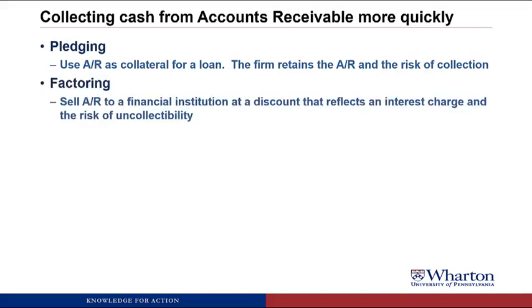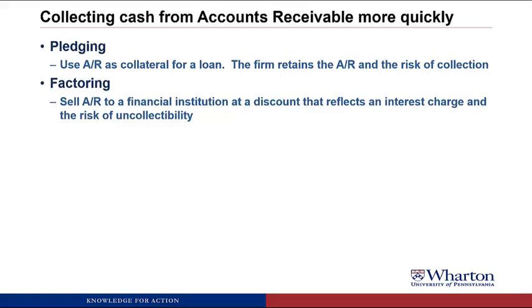So there's another way that reduces this risk called factoring. Under factoring, what the company would do is sell the accounts receivable to a bank at a discount, and that discount would reflect both an interest charge and the risk of uncollectability. So let's say you had $1 million in accounts receivable. You'd have to wait 30 to 90 days to collect that $1 million. Instead, you could sell those accounts receivable to a bank for, say, $950,000. You get your cash right away, and you don't have to worry about collecting the receivables.